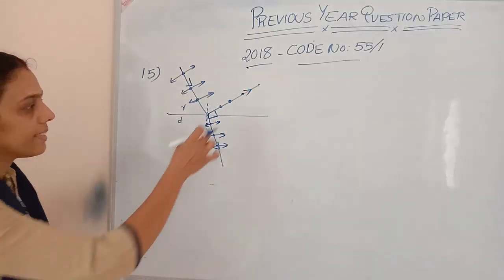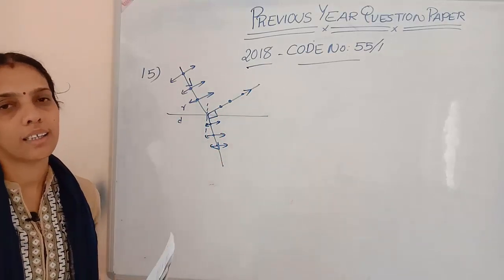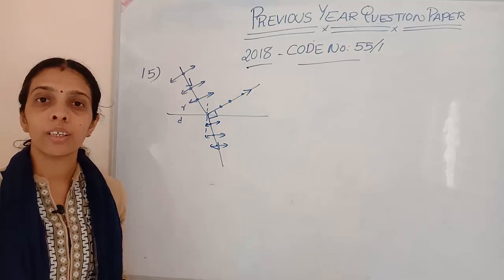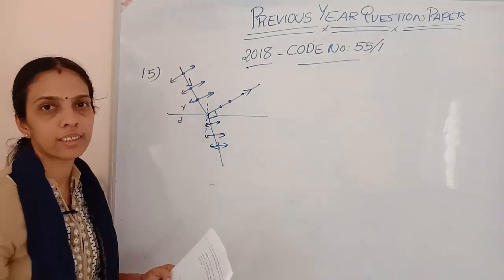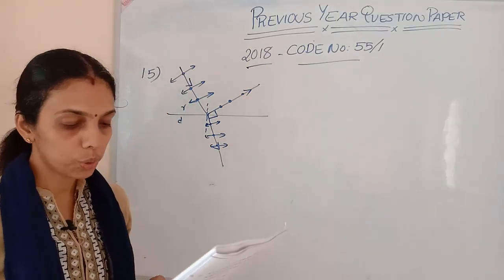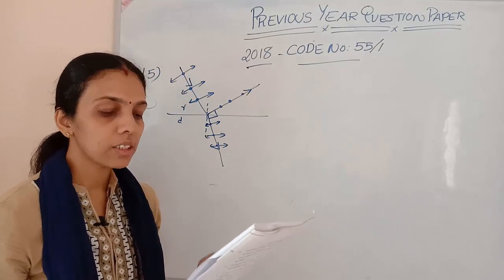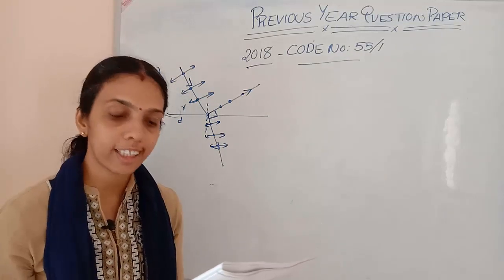If these two are at an angle of 90 degrees, the reflected ray will be polarized light. This is how you should mark it. Okay, clear?